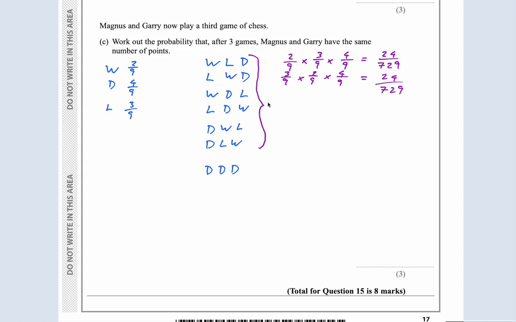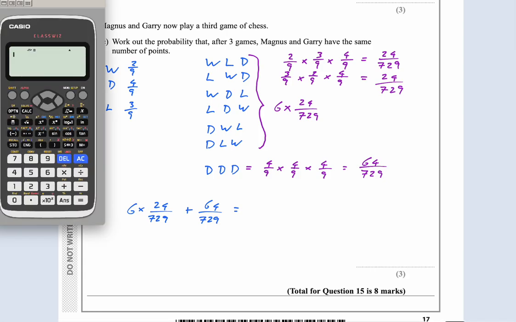24 over 729. So I'm just going to say 6 times 24 over 729. So this is 6 times 24 over 729. And then this guy would be 4/9 times 4/9 times 4/9, which is 64 over 729. So my answer is going to be 6 times 24 over 729 plus 64 over 729. These are the 6 different options here, and this is the draw, draw, draw one. And when we calculate all of these, we get 6 times 24 over 729, which is that.